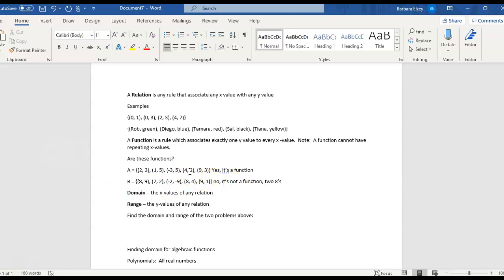The domain are the x values of any relation, and the range are the y values of any relation. So let's find the domain and range of these two relations that we had up here in A and B. I labeled them A and B just so it would be easier for us to write them down here. So let's get A's domain. A's domain is all of its x values. So {2, 1, -3, 4, 9}. And this notation I'm using with the set brackets is what we use when we're just making a list. Notice that when we're making a list, order doesn't matter. I can put them in any order I want.